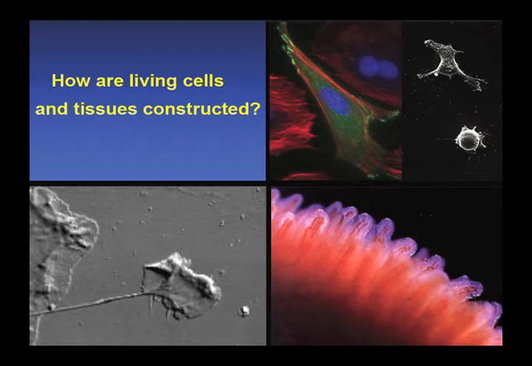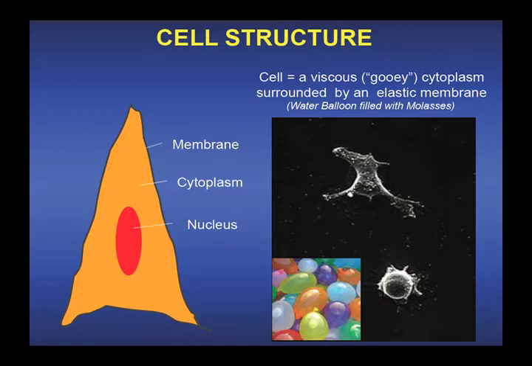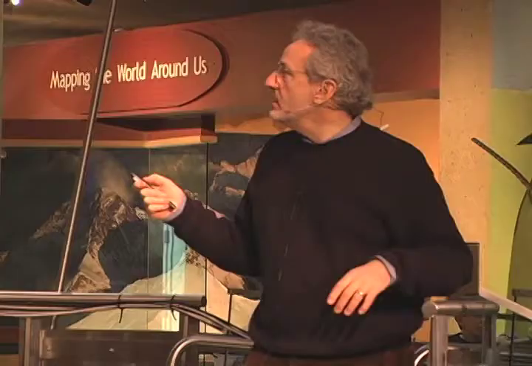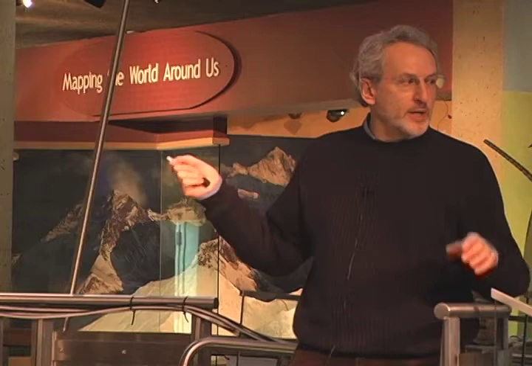So I've been interested for many, many years in the simple question of how living cells and tissues are constructed. Does anybody know what this is at the bottom right? It's the tip of the tongue, just a high magnification. So most people think of cells this way. They know that they have a membrane. Some people know they have a cytoplasm, and in the center, the nucleus, where the DNA is that encodes all our genes. But most people tend to think of the cell as sort of a flexible membrane surrounded by a gooey cytoplasm, or like a water balloon filled with molasses.